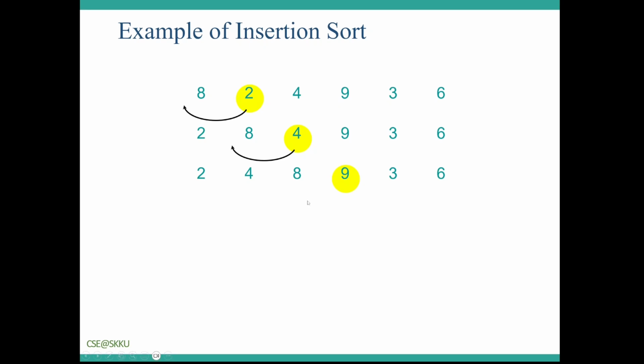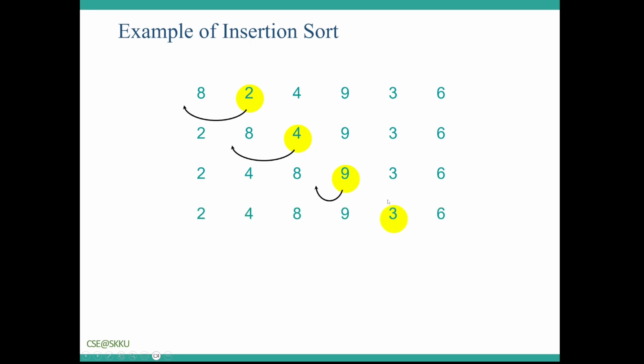Now we have a sorted list 2, 4, 8. The next element to insert is 9. We compare 9 with 8. Since 9 is larger, it stays in its place. Basically, only one comparison operation is sufficient to finalize this step. So the sorted list becomes 2, 4, 8, and 9.